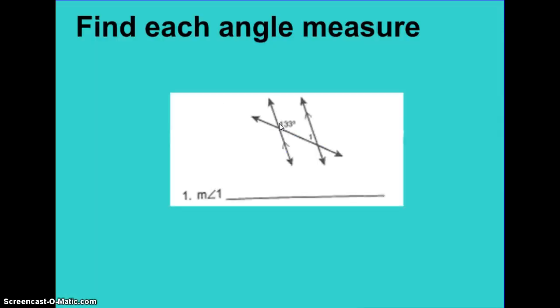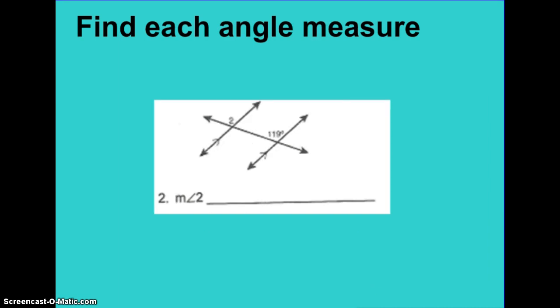Here we've given a problem that this angle is 133 degrees, and this angle is the measure of angle 1. I need to solve for the measure of angle 1. These are what we call same side interiors, so we know that 133 degrees plus the measure of angle 1 better be equal to 180 degrees. By subtracting 133, we get that the measure of angle 1 is 47 degrees. Here we have corresponding angles, and remember that corresponding angles are congruent. Therefore, the measure of angle 2 has to be 119 degrees.